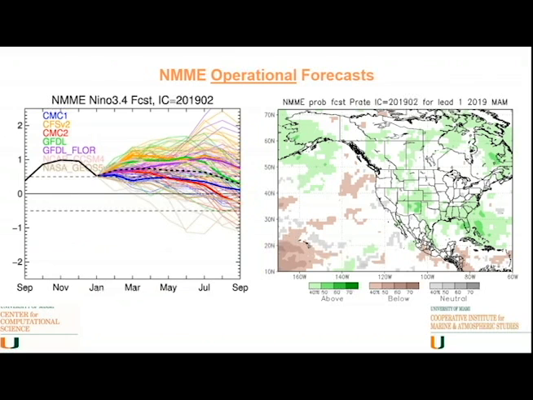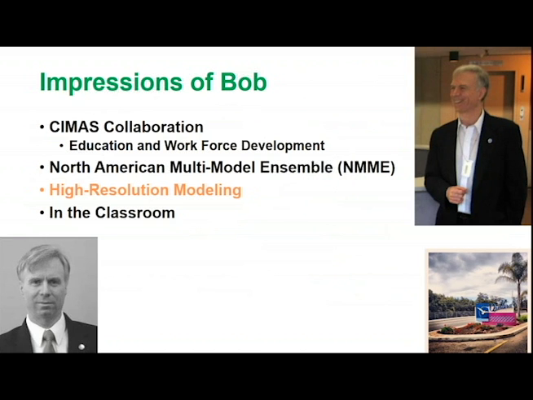So I'm sure Bob would be proud of all those ensemble members contributing. Boy, when you get out to September, you don't have a whole lot of confidence in any one forecast, do you? Sometimes it's amazing how they do converge. Really cool. It's true. Sometimes they do. There's a lot of work to be done. Yes, Louis. There's a lot of work to be done.